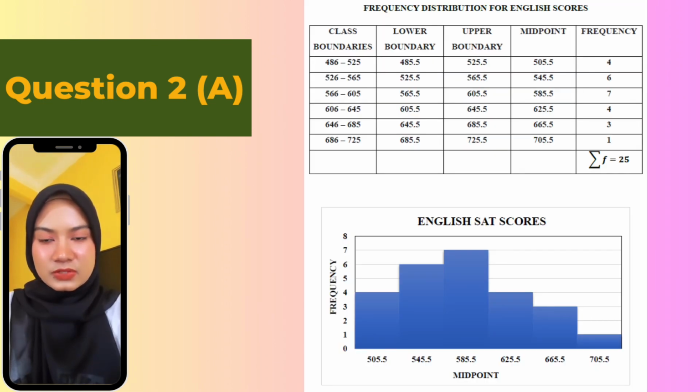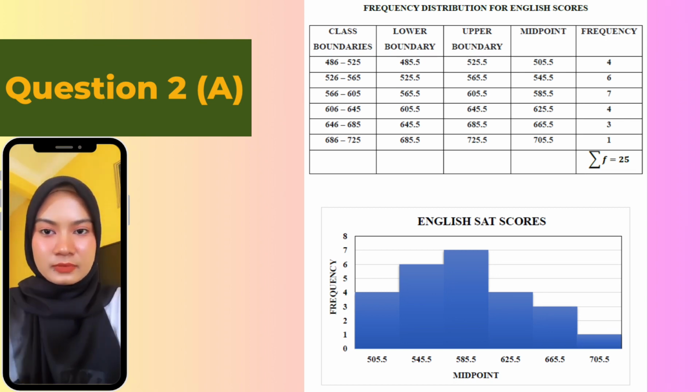So, this is the frequency distribution for English set score. To get the frequency distribution for English, the steps in calculation are still the same as for the Math set score. Next, the class boundaries for the first class is 486 until 525. For lower boundary is 485.5. For upper boundary is 525.5. For midpoint is 505.5.